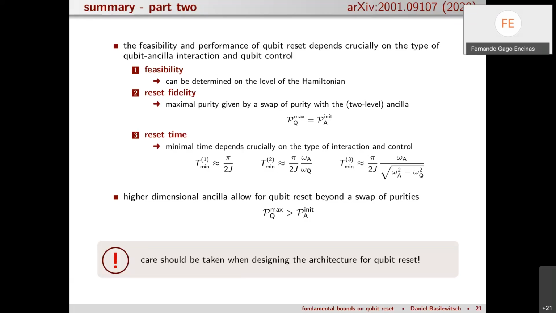I have a quick question. Does the system of the ancilla connected to the qubit that you considered include within its realm the possibility of doing measurement reset, where you actually measure the state and then depending on the outcome act on it?